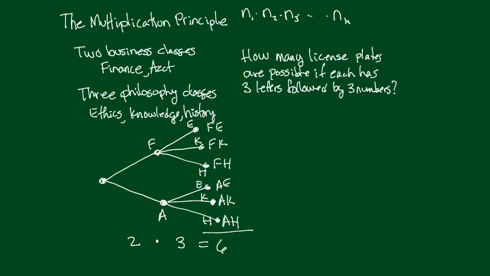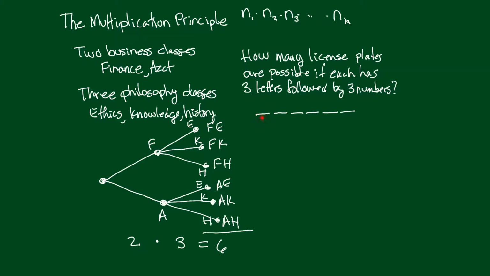So here's a simple example here. How many license plates are possible if each plate has 3 letters followed by 3 numbers? So here's how I think about these. I've got 3 letters, 3 numbers, so I'm going to actually draw this out. I find that when I do counting, if I draw things out, it just makes it easier for me to think about. So what I've got here is a letter, letter, letter, number, number, number.